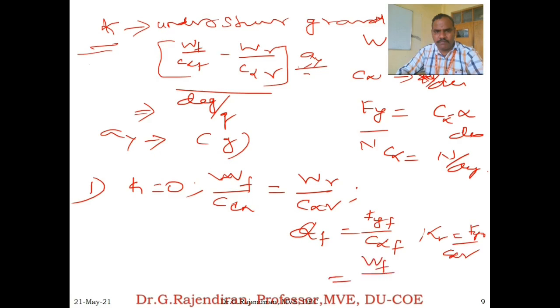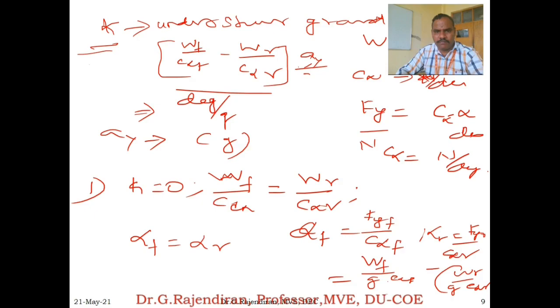Alpha R is equal to FYR divided by C alpha R. WF over G into C alpha F, correct? Minus WR divided by G into C alpha R. Correct? We can say that this implies that alpha F is equal to alpha R. G is equal to constant. So when WF divided by C alpha F minus WR divided by C alpha R is equal to 0, it means alpha F is equal to alpha R. Clear? Alpha F is equal to alpha R.